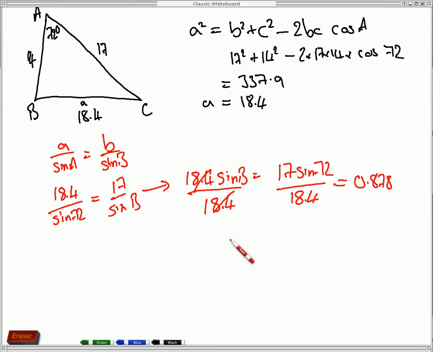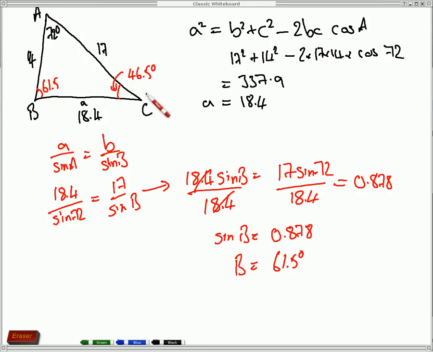And then if I use, so I'll just write it out again here, sine B equals 0.878, and then use the inverse sine function on the calculator to get angle B equals 61.5 degrees. And then it's just a simple fact of total degrees in a triangle is 180. 180 take off 61.5 minus 72 means this one here must equal 46.5 degrees. That's an example of using them both.